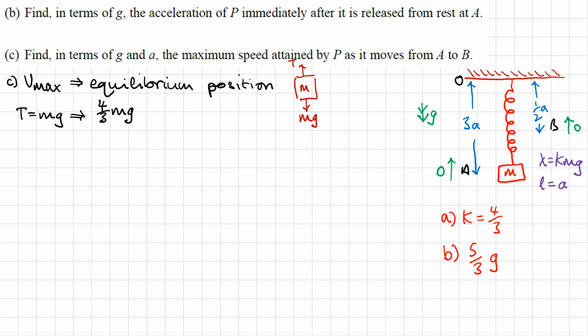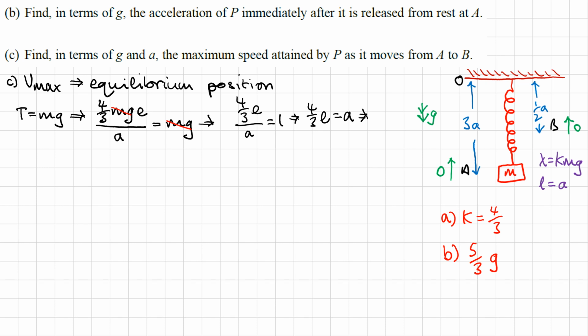Now the extension in equilibrium position, we're just going to call E divided by the natural length, which is A, and that is equal to mg. And what we want to do is to solve and find E. Now we can cancel out the mg's from both sides. So now what we've got, and I'll get rid of my little diagram here, don't need that anymore, is 4/3 E over A is equal to 1. So we have 4 over 3 E is equal to A, and then E is going to equal 3 over 4A.